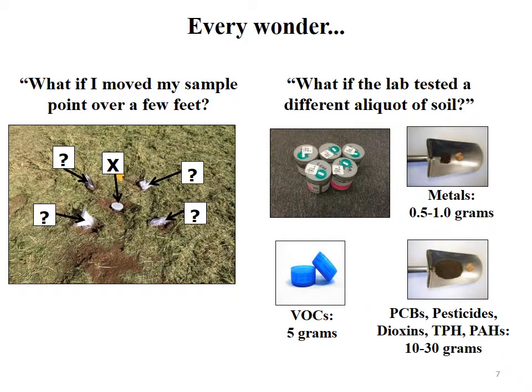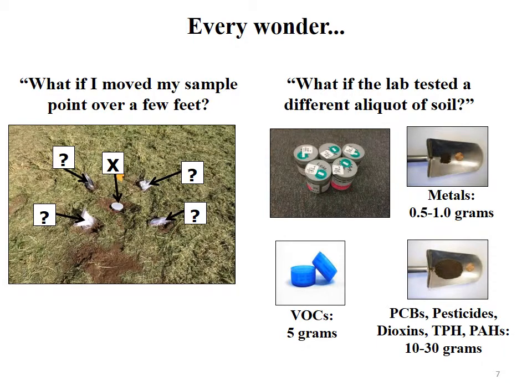One thing to keep in mind, when the lab tests soil for metals, they're only testing about 1 gram of soil. That's a pinch. VOCs are only testing about 5 grams. PCBs, pesticides, dioxins, TPH, heavier contaminants, they're testing 10 to 30 grams, so maybe a spoonful of soil.